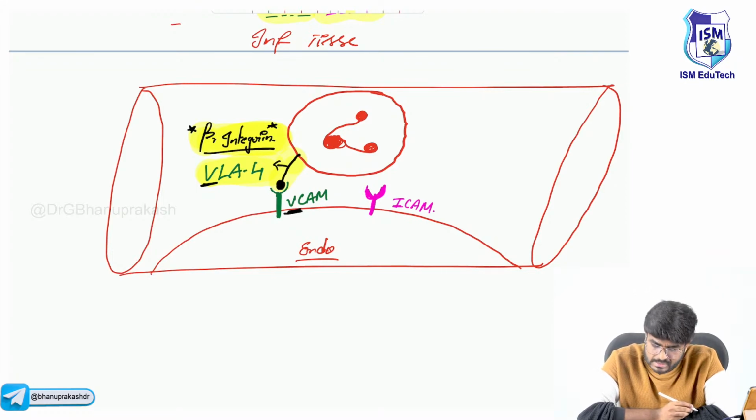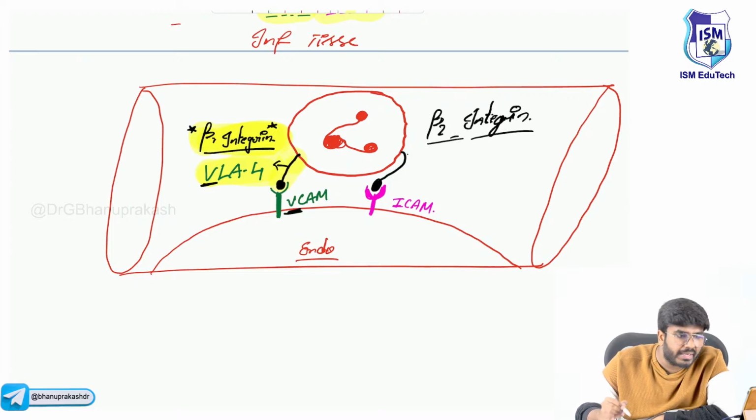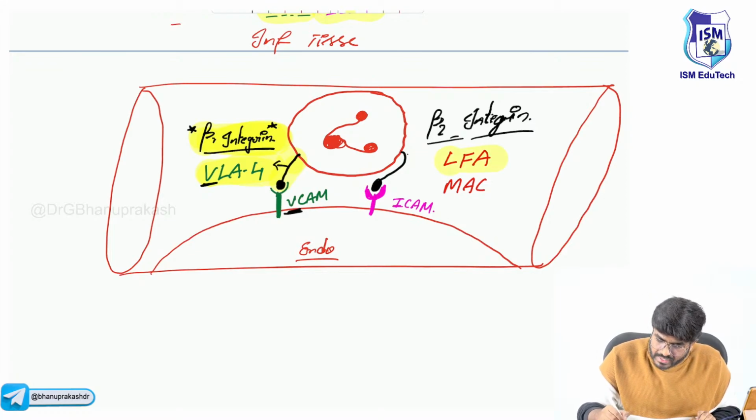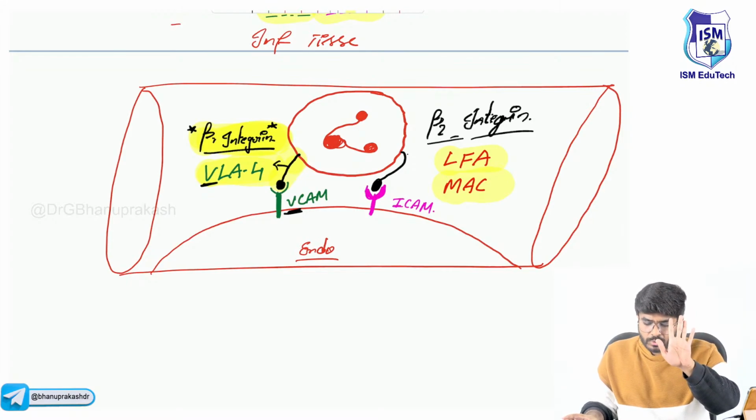MCQ: VLA4 is a beta 1 integrin. Next, I have also shown one more integrin. What is this integrin? Beta 2 integrin, right? Can you give me any examples of this beta 2 integrin? Examples of beta 2 integrin are LFA, leukocyte functional antigen, no need to know more about that, and MAC. LFA and MAC molecules are nothing but beta 2 integrins.